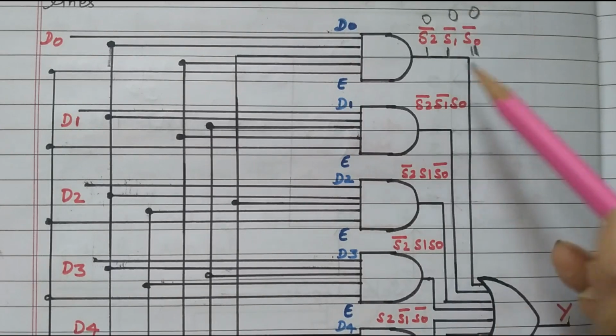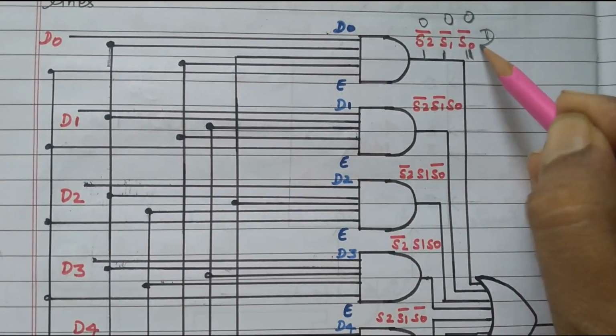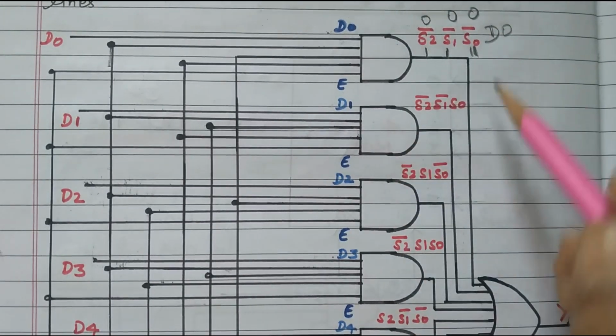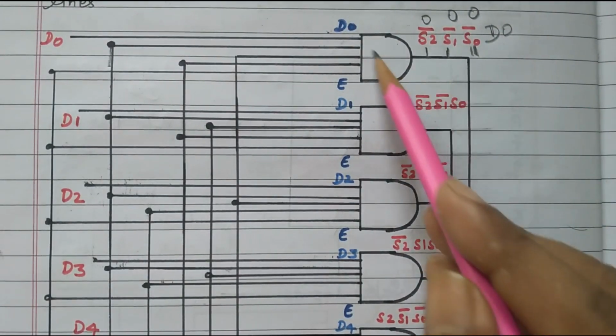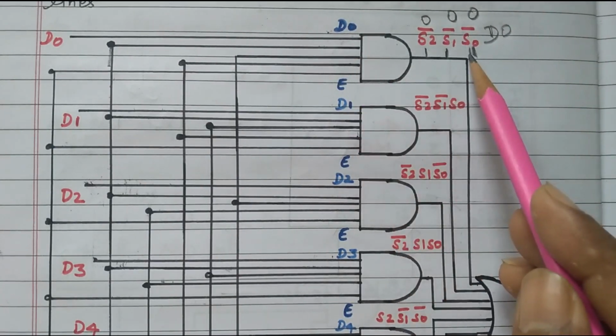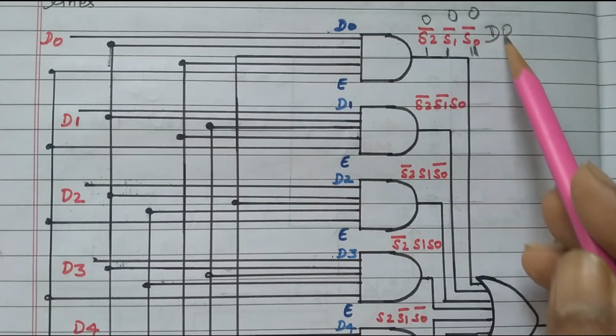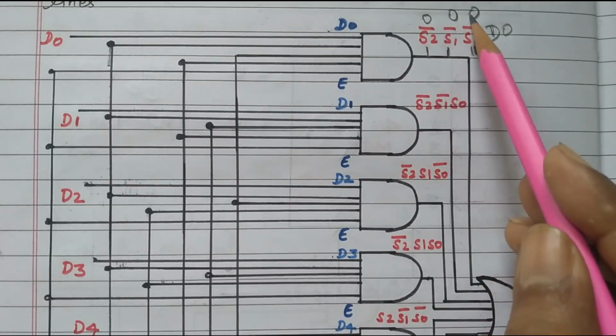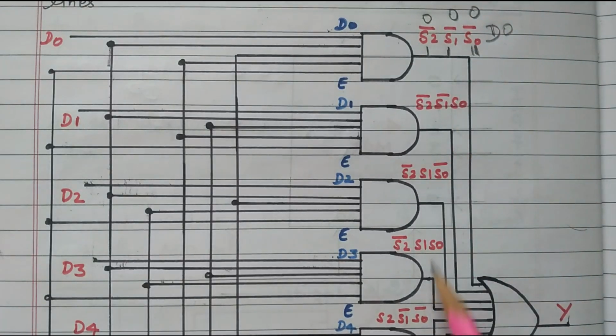So this D0 will be available at the output. If D0 is 0, the output will be 0. If D0 is 1, the output will be 1, right? So out of 5 inputs, 4 inputs have now become 1, so automatically D0 will be available at the output. So for the 0 0 0 combination, what will happen to the other AND gates?